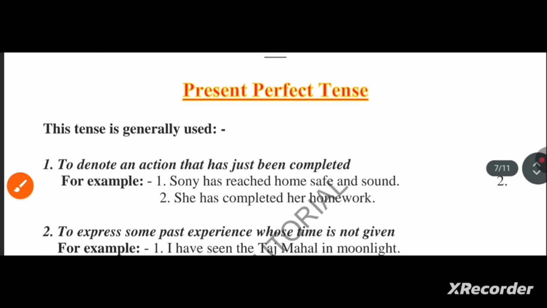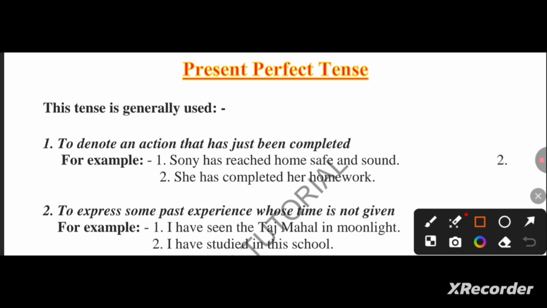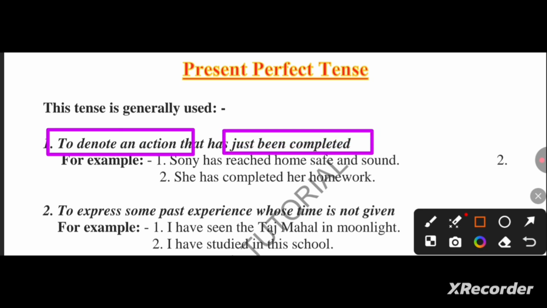Now we should know very well about the present perfect tense. At first we should know where we have to use it. It is used to denote an action that has been just completed. For example, Sony has reached home safe and sound. Means the action has been just completed. She has completed her homework.